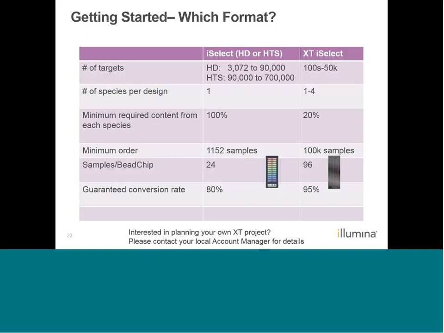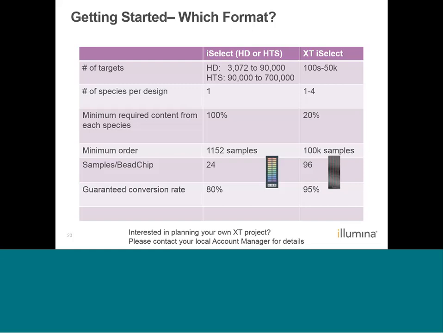The XT, on the other hand, is suitable if you're looking at a very targeted panel, but you want to be processing many samples at a time. So this is a high throughput, and it's a more targeted content. One of the slick things about the XT design is that you could include multiple species per design, as long as you have at least 20% per species. And you see here, this is a 96-sample bead chip format.